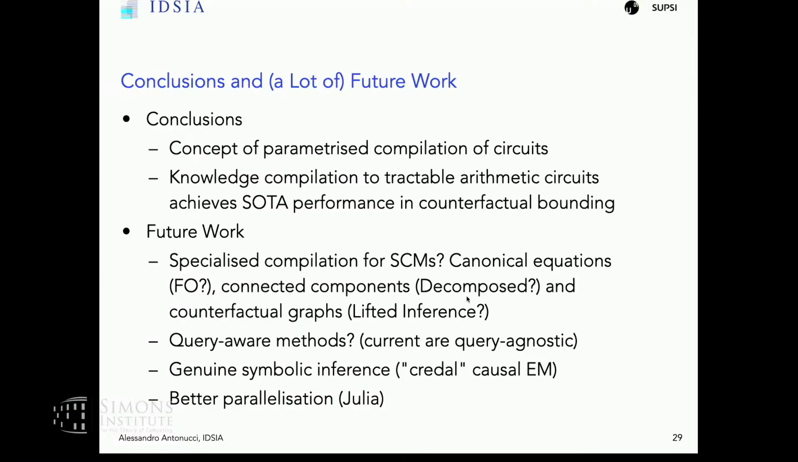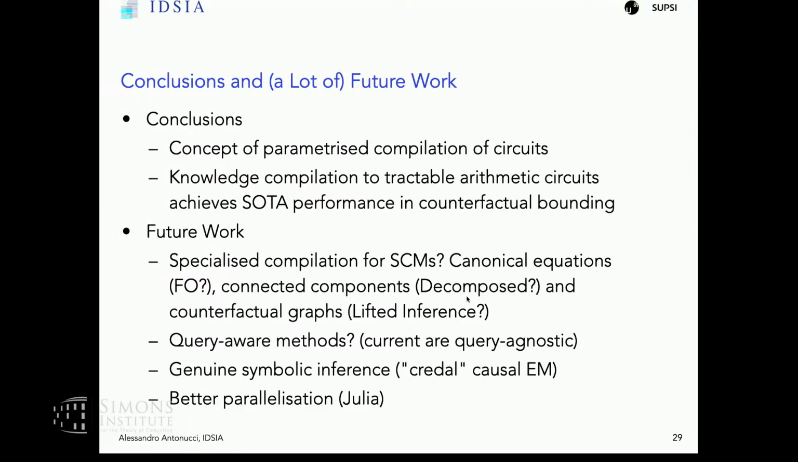There are connected components. Basically, we do a single compilation on the whole model. But we have a kind of decomposition of the model. So ideally, we would like to do the compilation separately for each component and then merge the results. This probably can be done. This is not complicated.